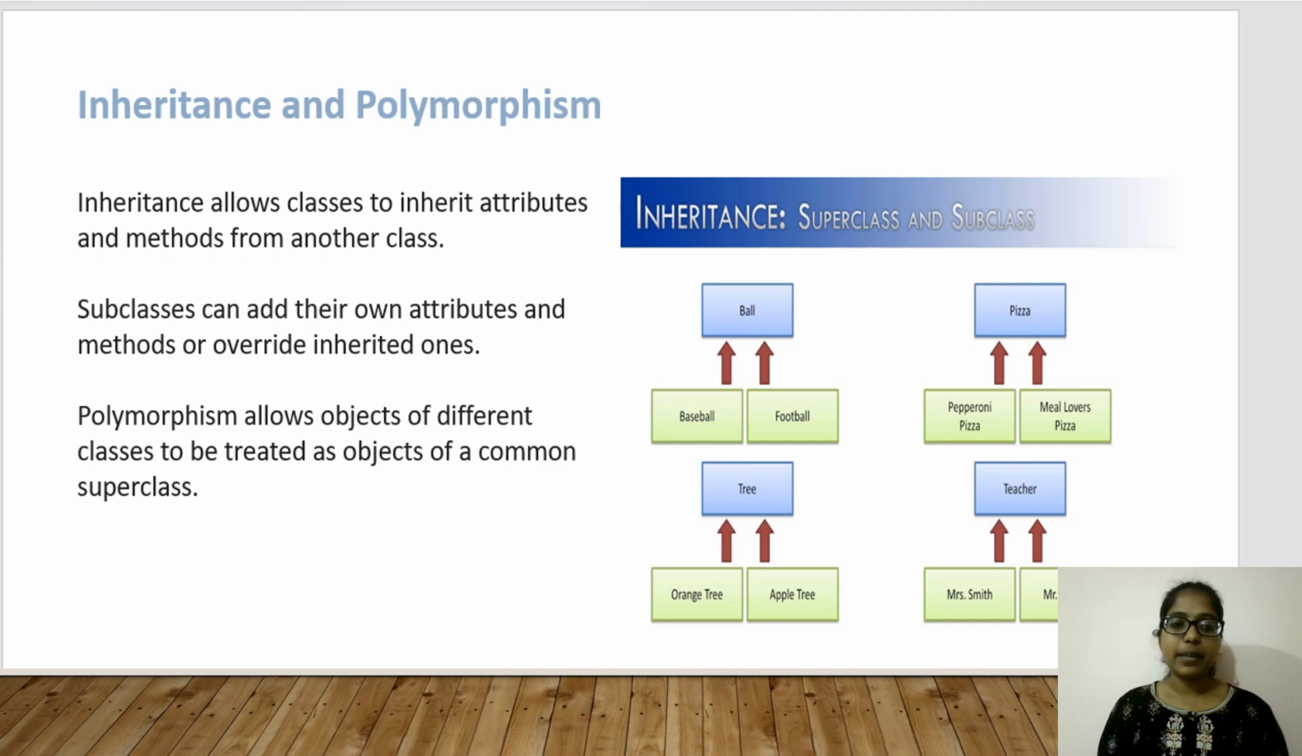Inheritance and polymorphism. Inheritance allows classes to inherit attributes and methods from another class. Subclasses can add their own attributes and methods or override inherited ones. Polymorphism allows objects of different classes to be treated as objects of a common superclass.